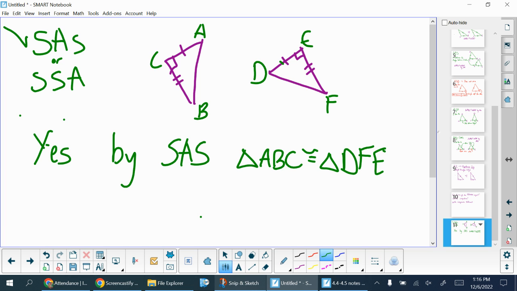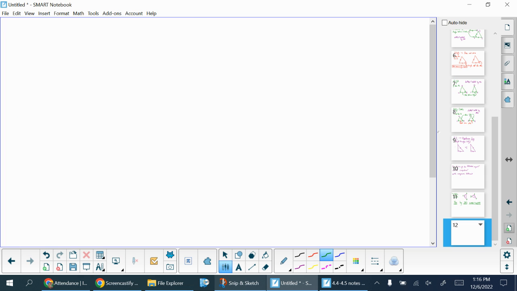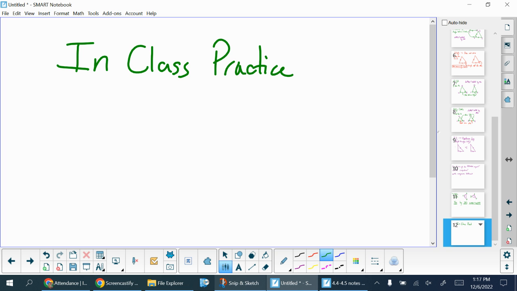And so on the worksheet, it just asks you to circle yes or no. Then you write the congruence conjecture, and then you write the congruence statement. So you're writing yes, SAS, congruent. So the homework for this, you've got a worksheet that says in-class practice. That is linked on the Canvas page. It should be right below this video. In class, we obviously did that together. I'll put the answer key right below it. And then you've got Delta Math.